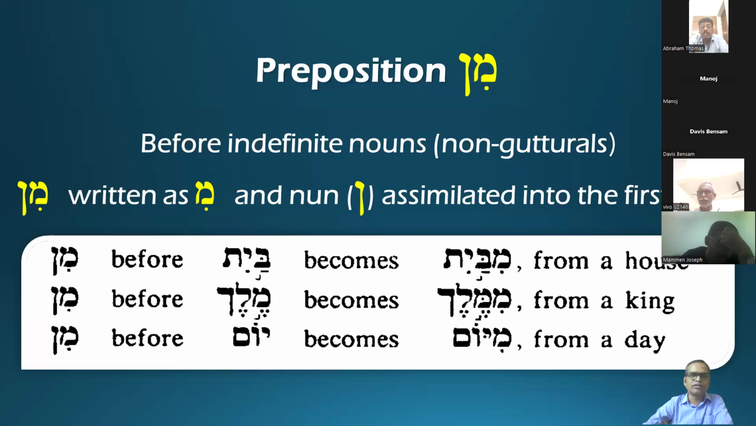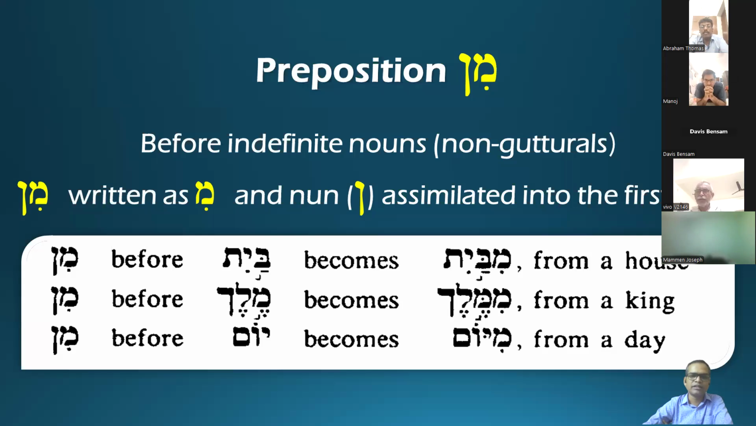So that means nun is present, nun is there, but not as a consonant. Nun is assimilated into the first consonant of the indefinite noun, which is a non-guttural, and it will appear as dagesh forte. So if you see the outcome here, for example, min before bayit becomes mibayit.